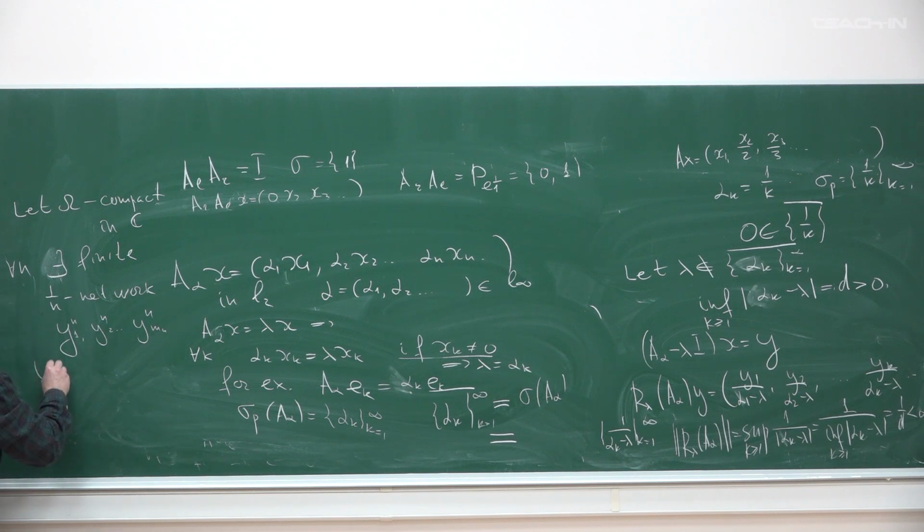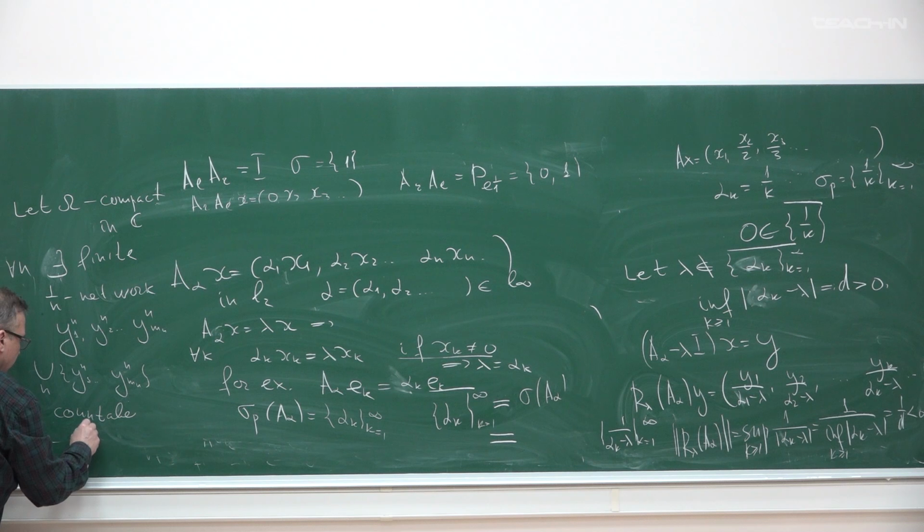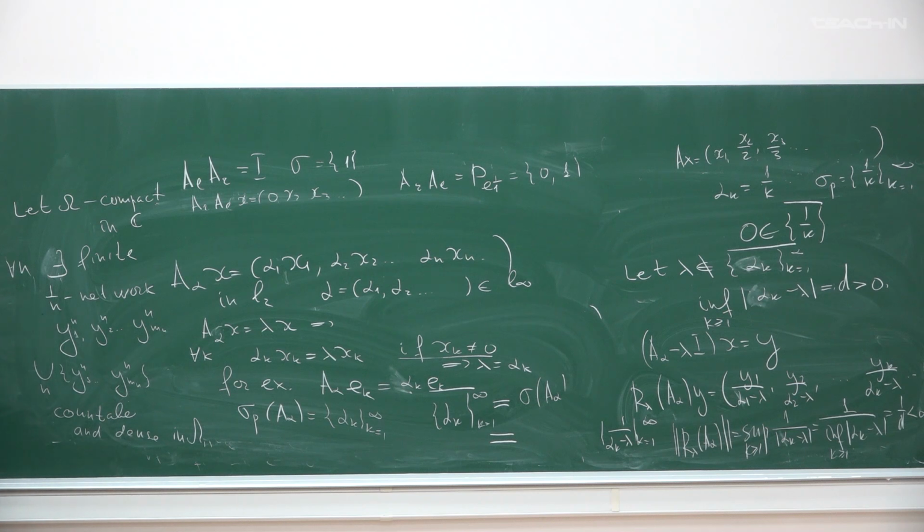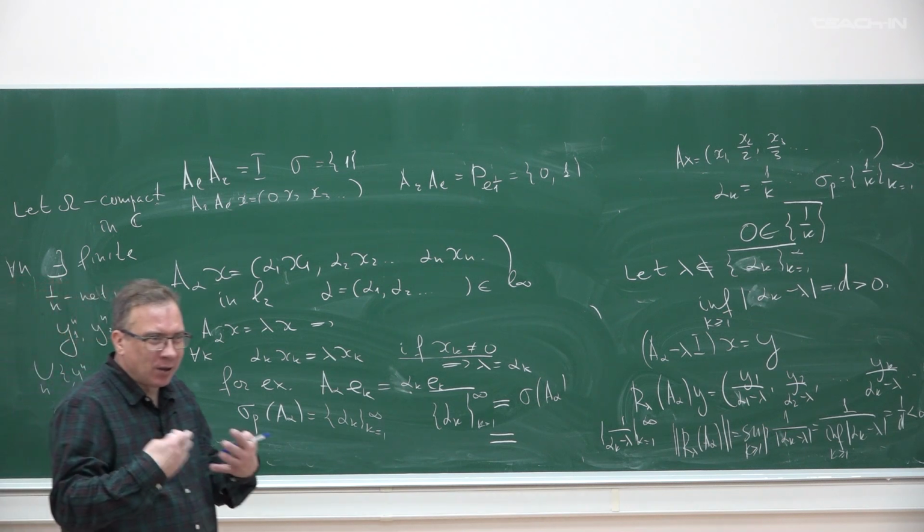What can you say about the union over n? What is the cardinality of this set? For any n, it is finite, so the union is countable. Is it dense in omega? It is countable and dense. Renumerate it as alpha 1, alpha 2, alpha 3, and so on.